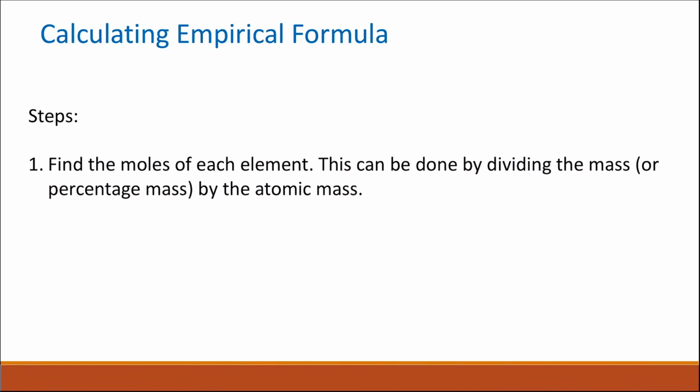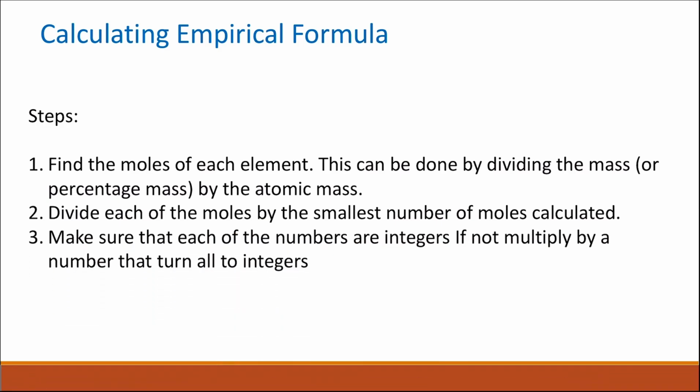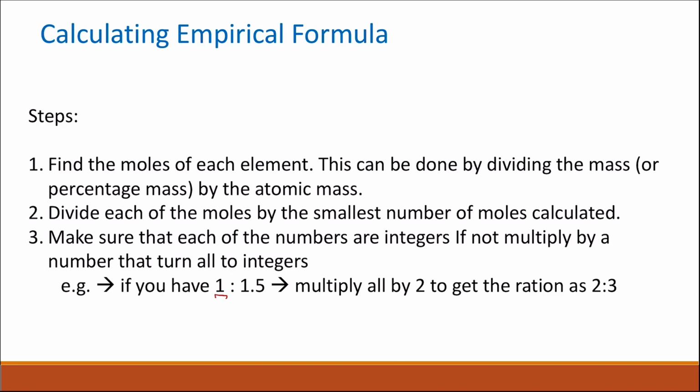The first step is to find the moles of each element, and this can be done by simply dividing the mass or percentage mass by the atomic mass of each element. And then we divide each of the moles by the smallest number of moles calculated. So you're going to have different numbers of moles, and you divide all of them by the smallest number. Make sure that each of the numbers is an integer. If not, then you have to multiply by a number that turns all of them into integers. For example, if you found the ratio to be 1 to 1.5, then you need to multiply all these ratios by 2 to get a ratio of 2 to 3.